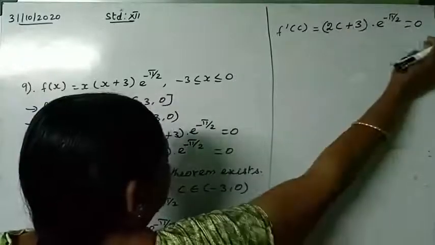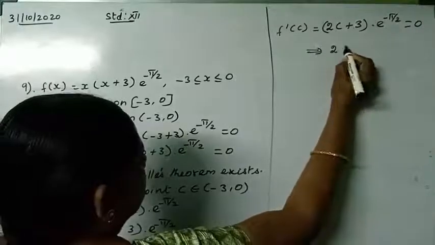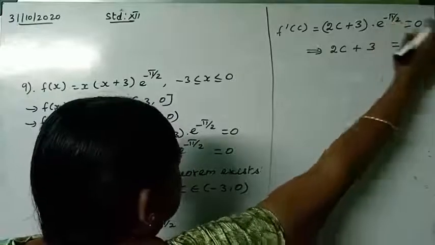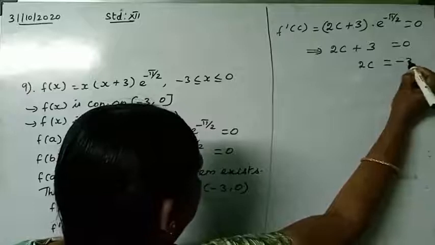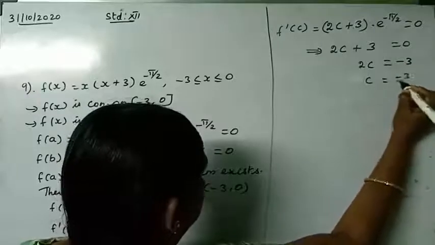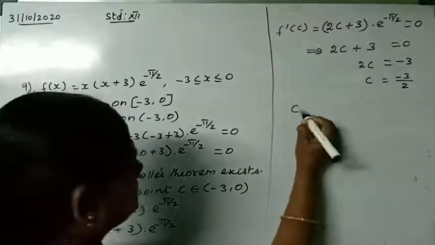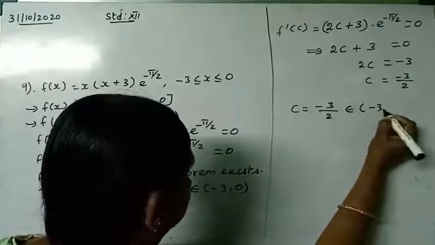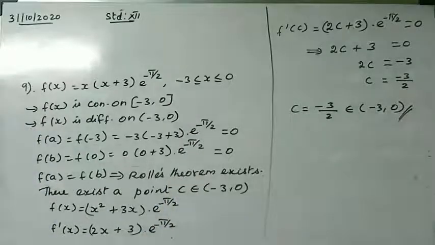By Rolle's theorem, f dash of c equals 0. So this implies 2c plus 3 equals 0, since the exponential is a constant and the right side is 0. So 2c equals minus 3, c equals minus 3 by 2. Is minus 3 by 2 in the interval? Yes. So c equals minus 3 by 2 belongs to minus 3 comma 0. So the value of c is this one.